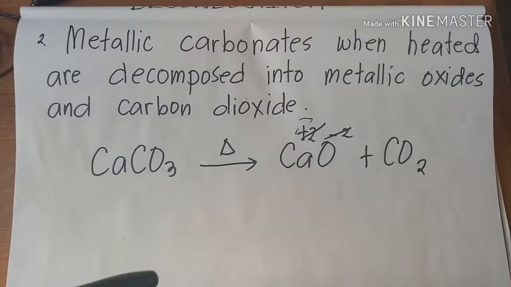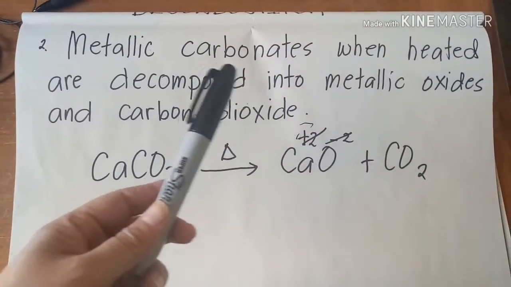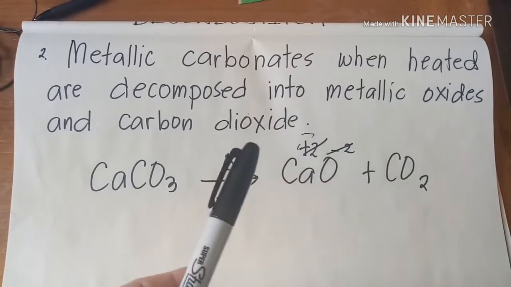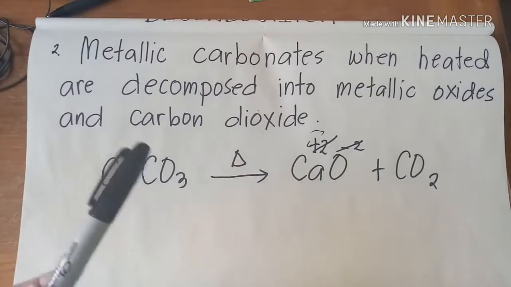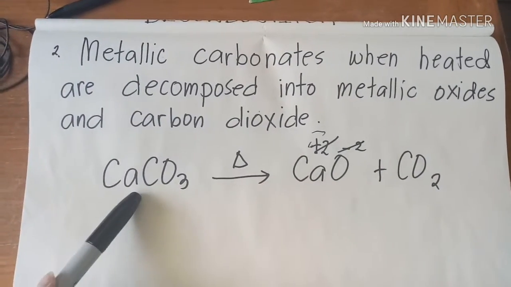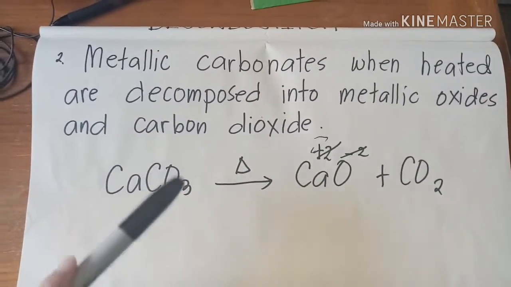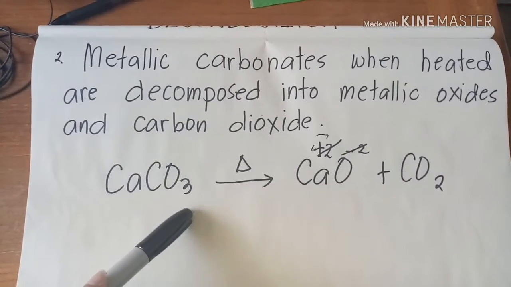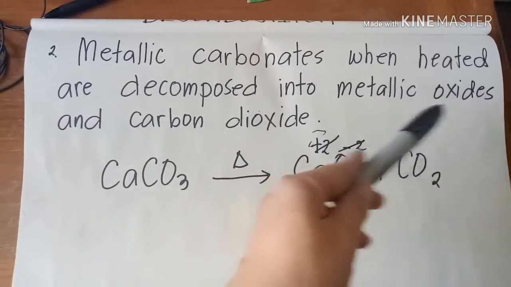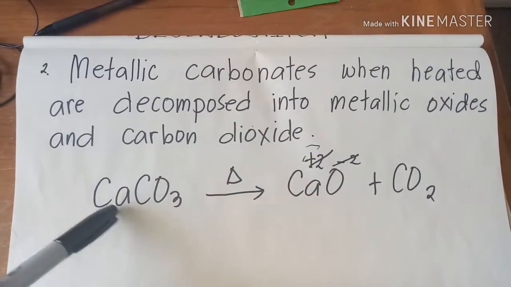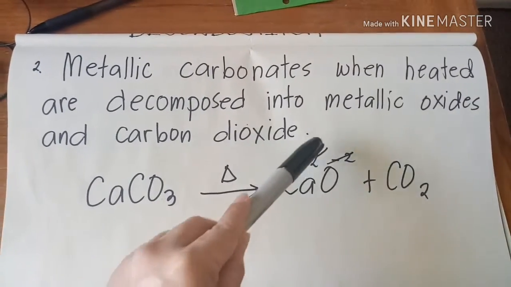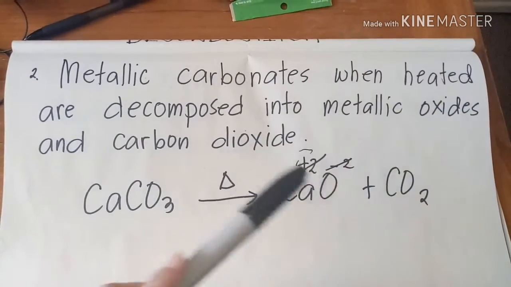The second type of decomposition reaction is metallic carbonates, when heated, are decomposed into metallic oxides and carbon dioxide. So, our example of metallic carbonate is CaCO3. Ca is calcium, that is the metal, and the formula for carbonate is CO3. So when this one undergoes decomposition reaction, it's going to give you metallic oxide. So in this case, we're going to get the metal, which is Ca, and that has an oxidation number of +2. And then oxide is oxygen.